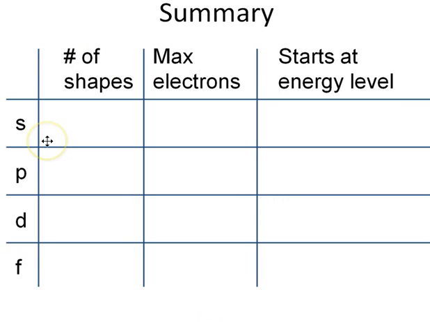So to summarize, the S sublevel has one shape. It's a sphere. It can hold a maximum of 2 electrons, and it starts at principal energy level 1. The P sublevel has 3 shapes, 3 orbitals. They were the peanut-shaped orbitals, and they can each hold a maximum of 2 electrons, so the entire P sublevel can hold a maximum of 6. And you won't find p orbitals until you get to at least the second principal energy level, but you'll also find them in the third, the fourth, and above, and the greater principal energy levels.